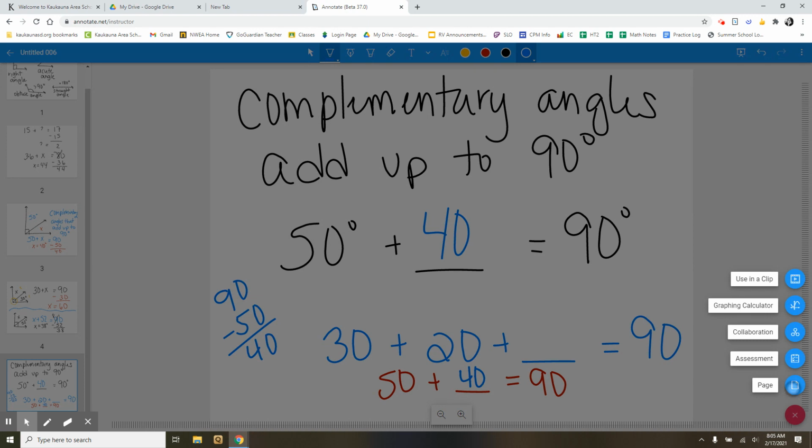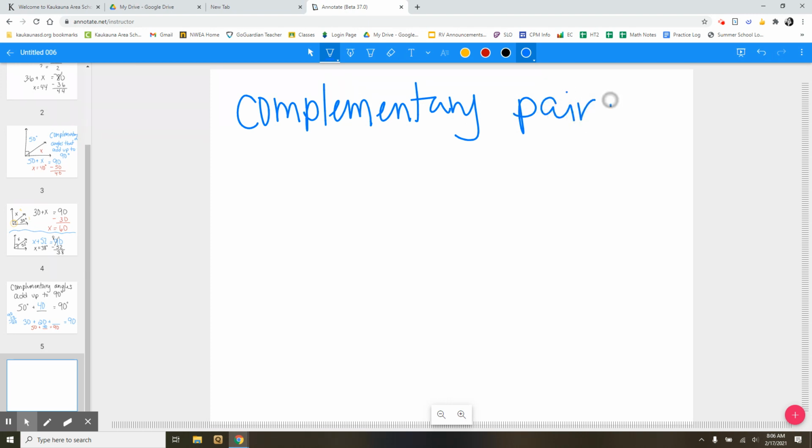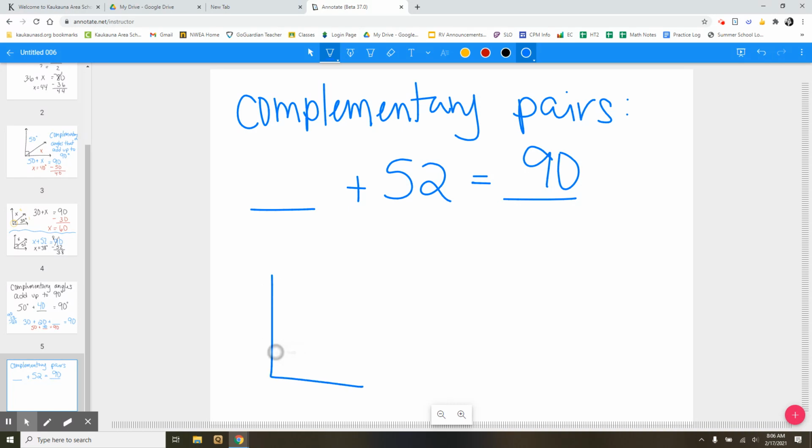Today, you are going to be going through a fabulous worksheet. On this worksheet, you're going to start by making complementary pairs. I'm going to give you one angle, and you're going to have to tell me what is that angle pair that's going to give you that 90 degrees. Then on the worksheet, I'm going to show you some pictures of complementary angles, and you are going to have to determine what is that missing side.